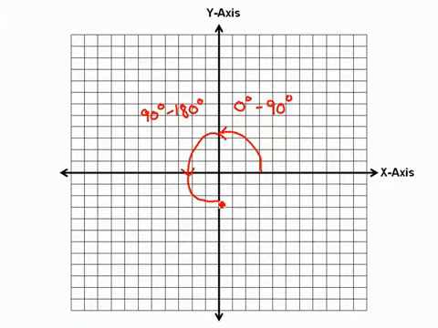Quadrant 3 is 180 degrees until 270 degrees. And finally, quadrant 4 is 270 degrees until 360 degrees. And of course, if you go, let's say, 365 degrees, it's the same thing as only going 5, so you'd be back in quadrant 1. Or if you went, let's say, negative 10 degrees of rotation, you're going in the opposite direction, so now you'd be in quadrant 4.